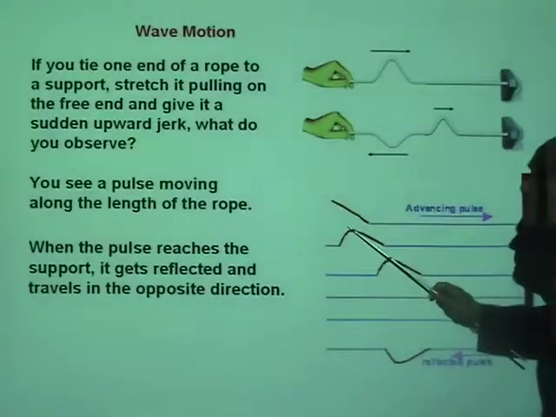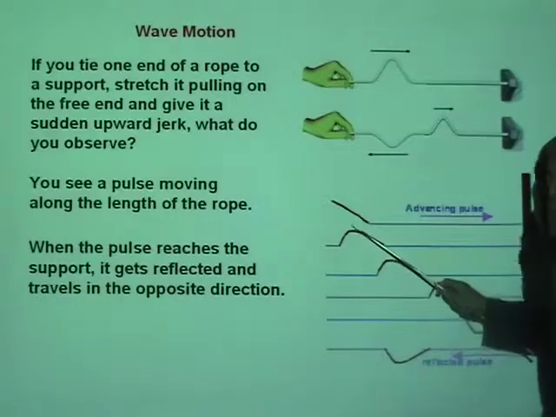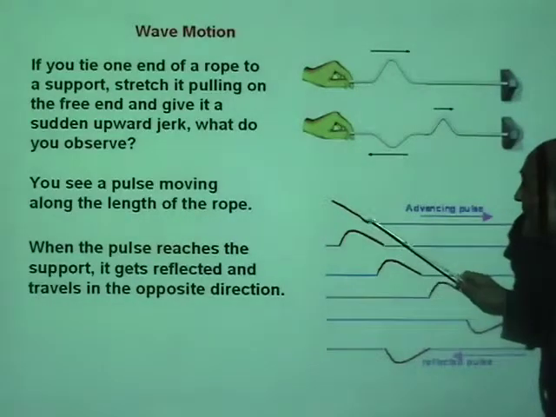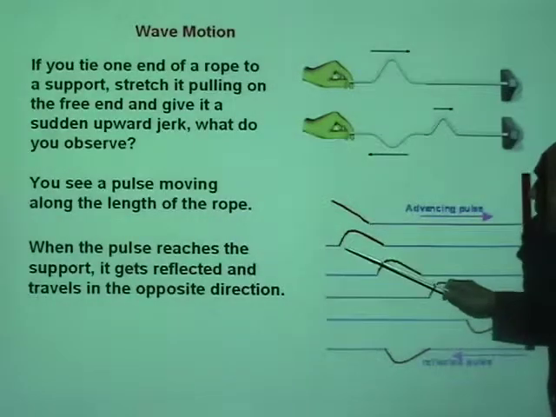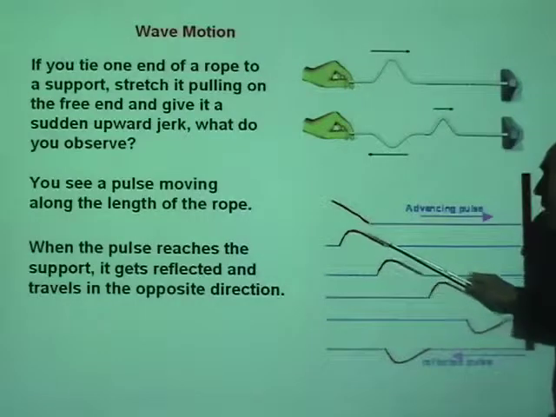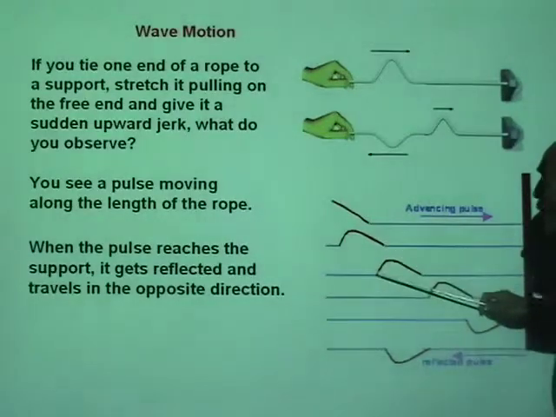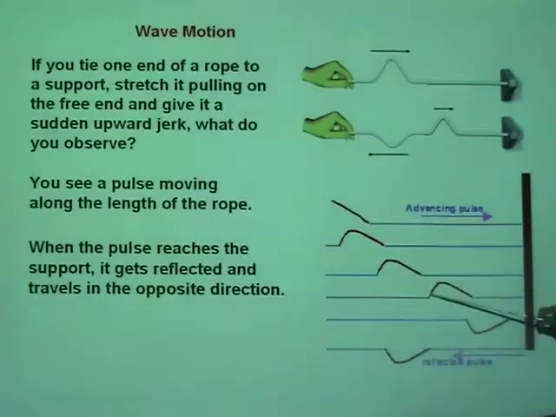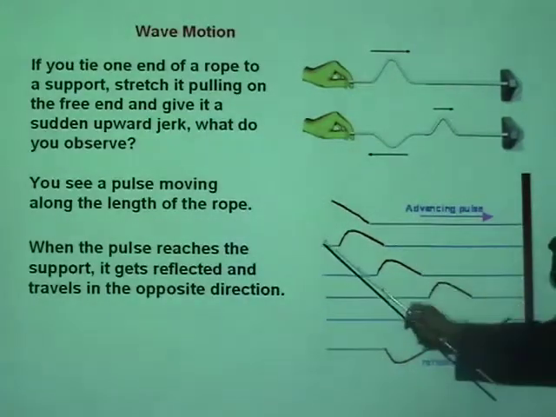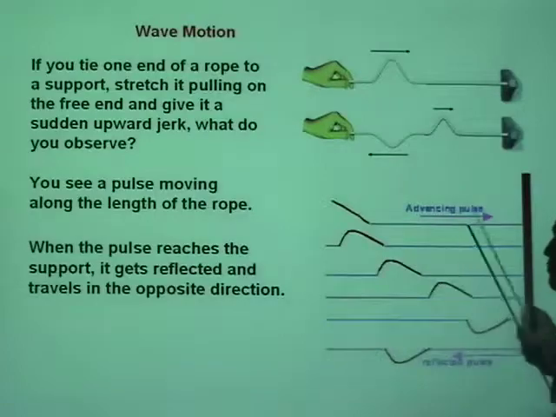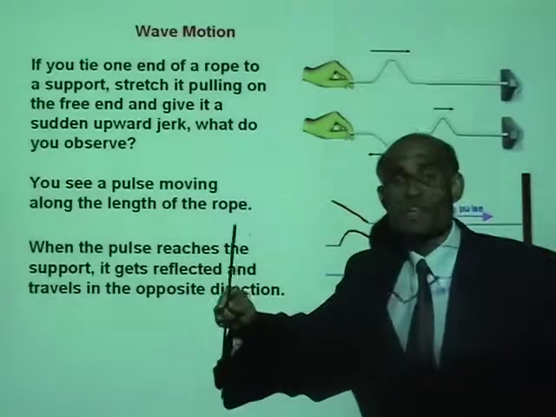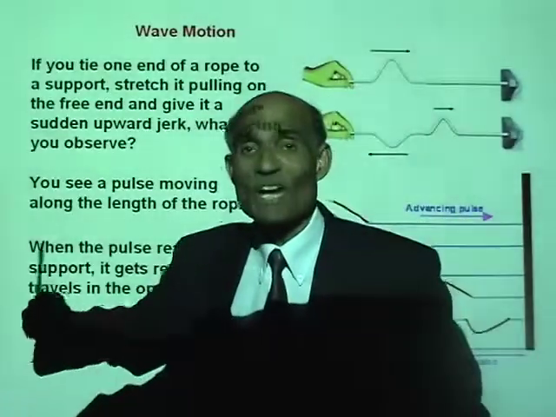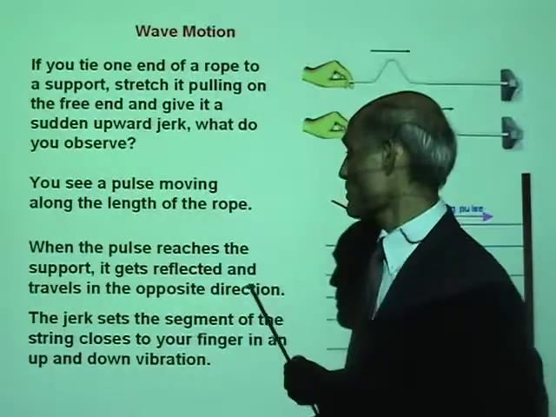You can see each part of the rope gets the energy a little later. So if you see the pulse here now, a little later the pulse is here. After a little while the pulse is here. The pulse advances to the right. It is the energy that advances along the length of the rope.